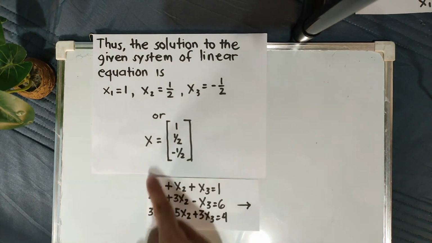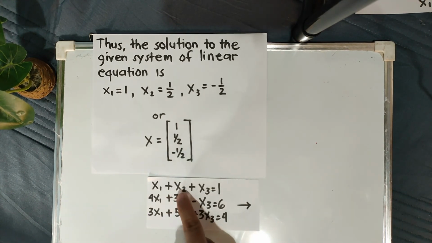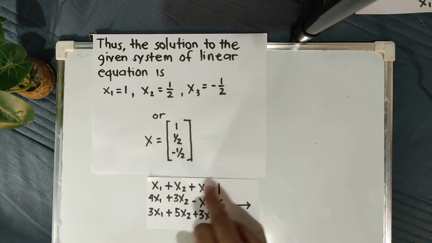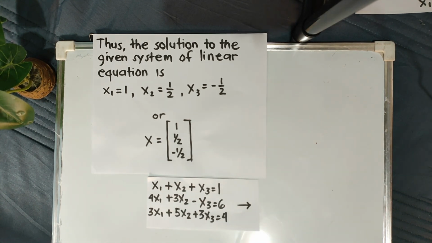X sub 1 is 1, x sub 2 is 1 half, x sub 3 is negative 1 half. So 1 plus 1 half minus 1 half equals 1. So makancel out tong duha ka 1 half, 1 equals 1. So that is the solution. And for this solution, we get the correct answer.